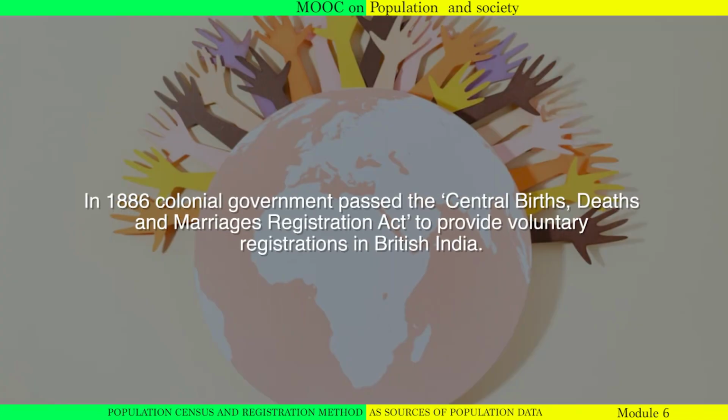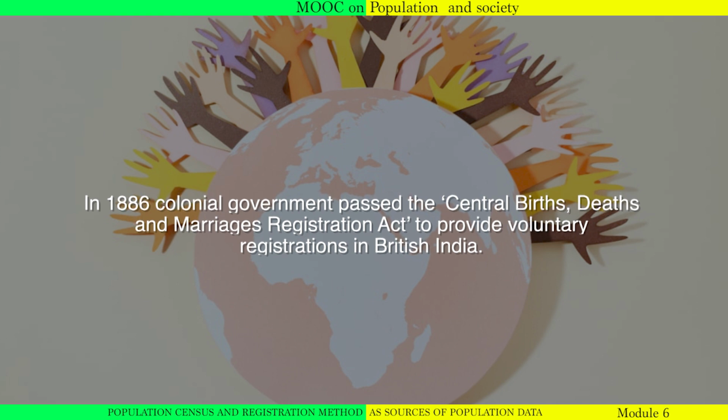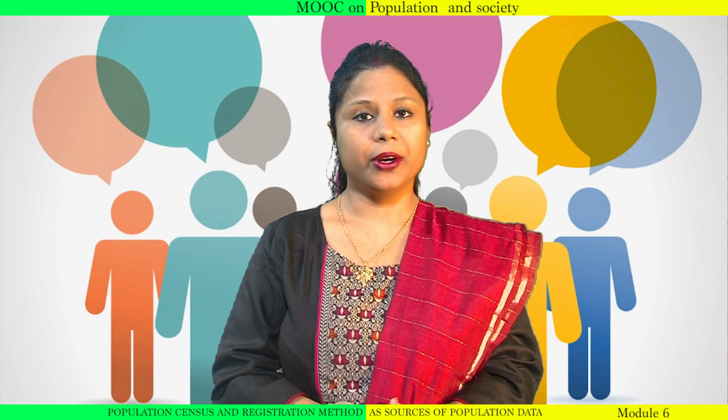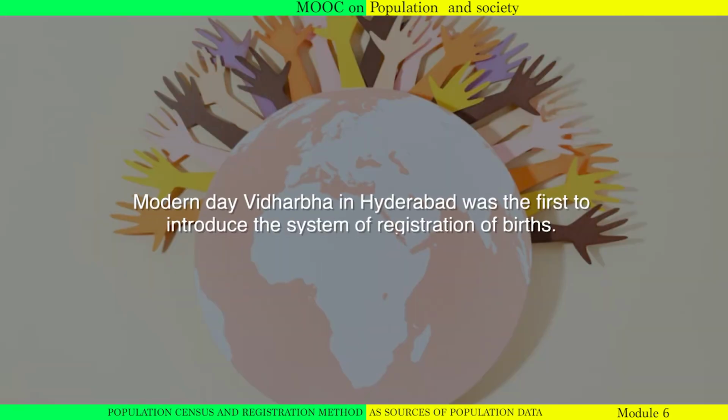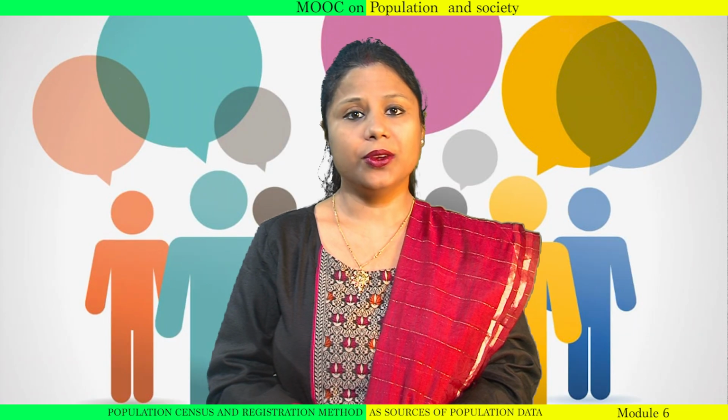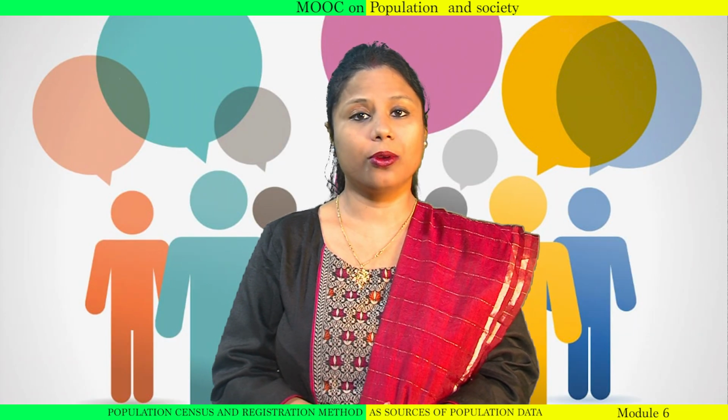In 1866, the colonial government passed the Central Birth, Death and Marriage Registration Act to provide voluntary registrations in British India. The erstwhile central province of Berar, which is the modern-day Vidarbha in Hyderabad, was the first to introduce the system of registration of births. Punjab and the United Provinces were next to follow Berar immediately.